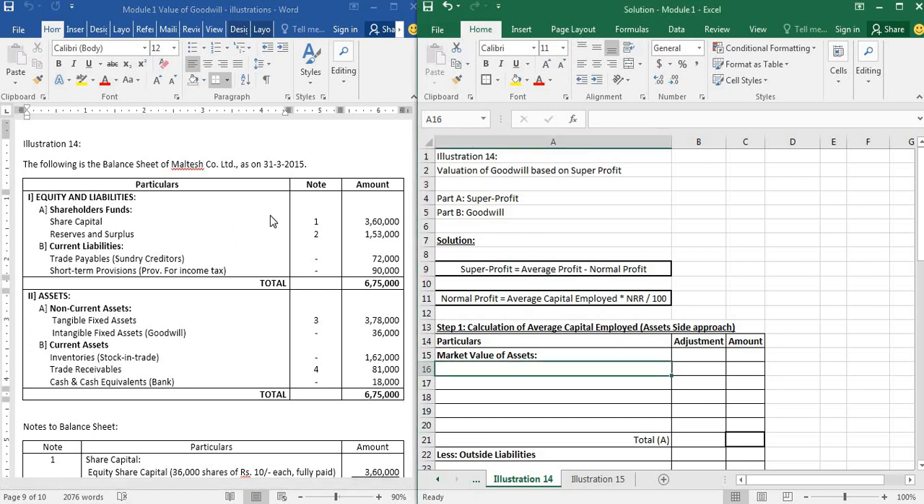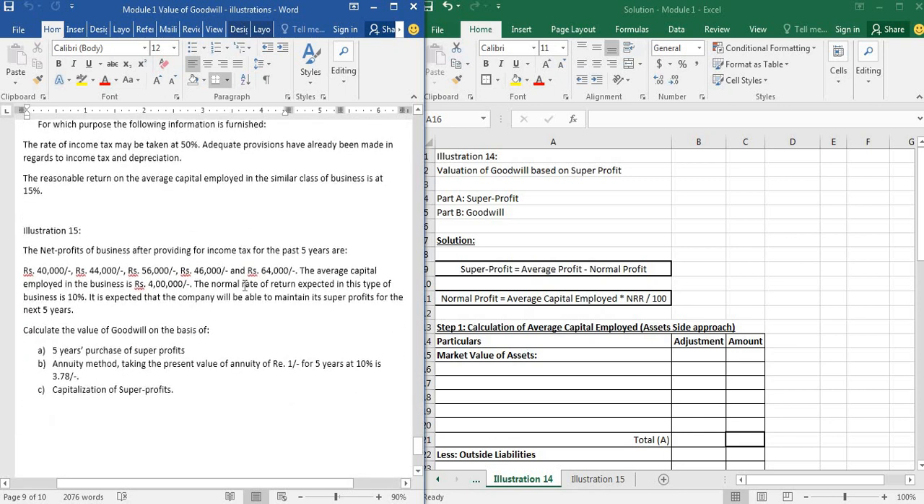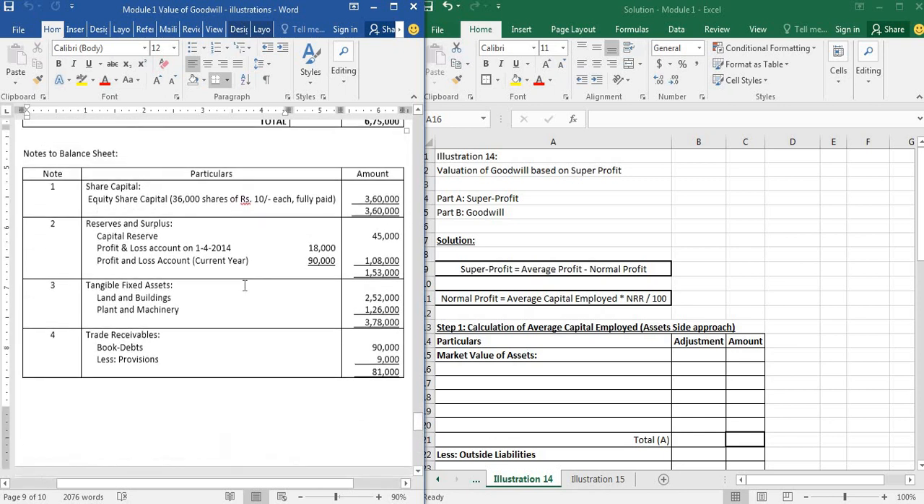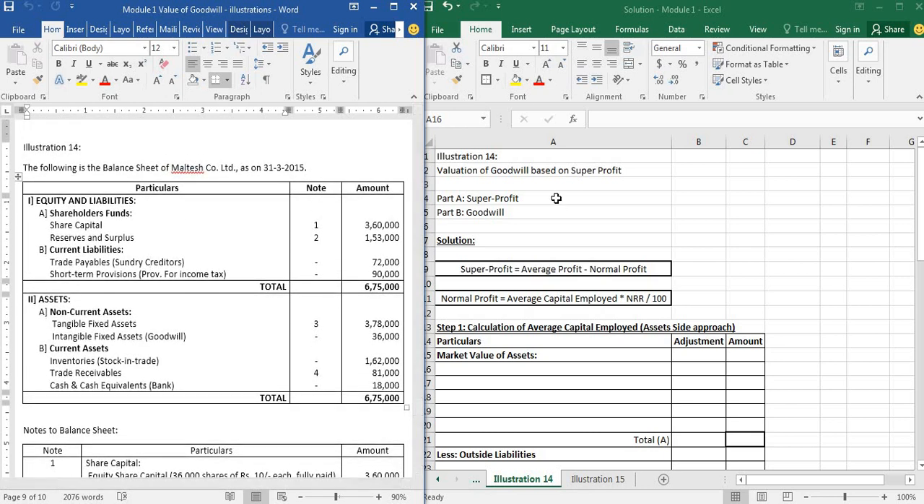Today we are going to discuss those two illustrations that I had given to you in the previous video, and I'd asked you to practice them in your house. The first illustration is illustration number 14 and the second one is illustration 15. Both are based on super profit. These are two different methods on which questions are usually asked for 15 marks. So let us begin with illustration 14.